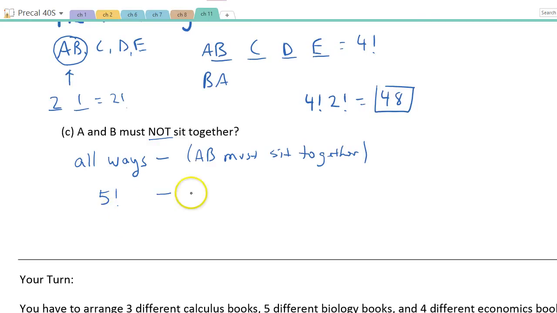But then if we take away where A and B are sitting together, and that's what we just did, well, tie them together, put the 4 together, and then within the group of 2, seat those ones. This will be our answer. So 5 factorial is 120 minus, we just figured out that was 48, so we would get 72 as our answer.